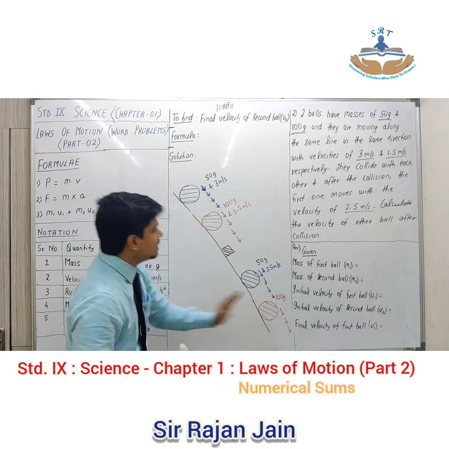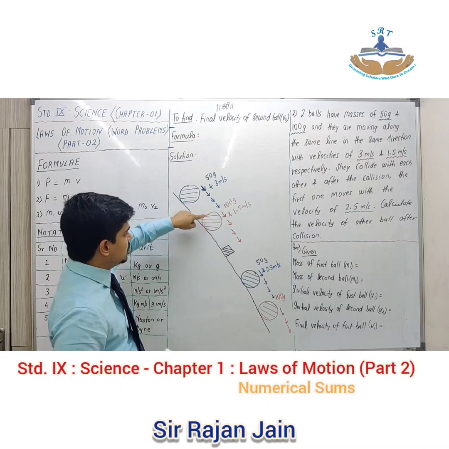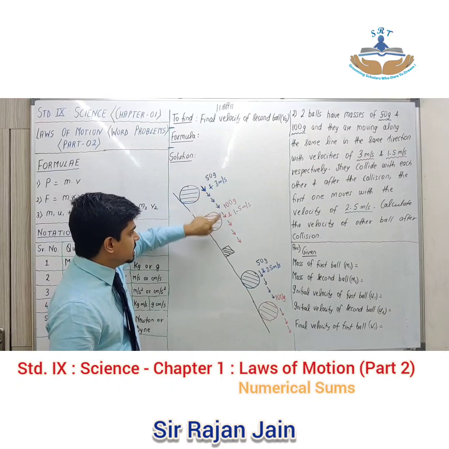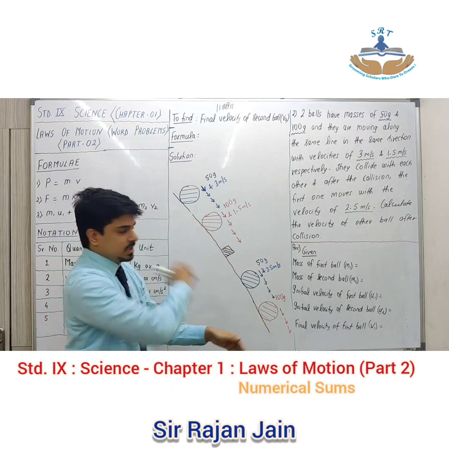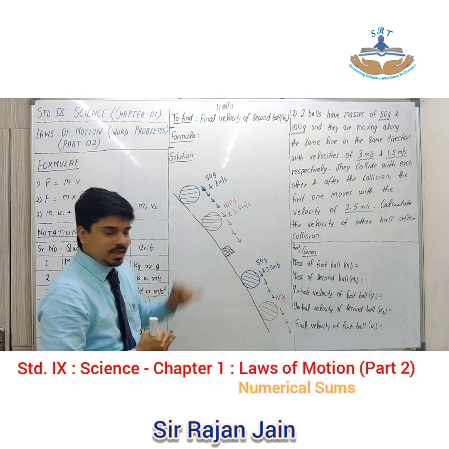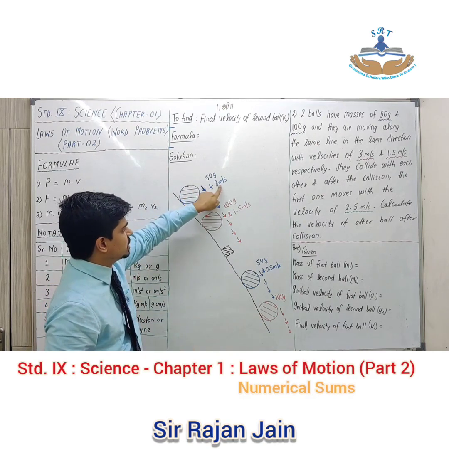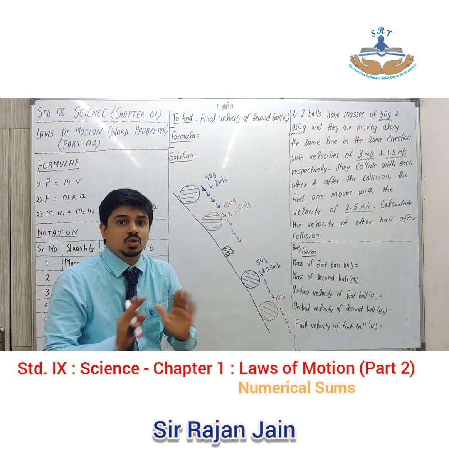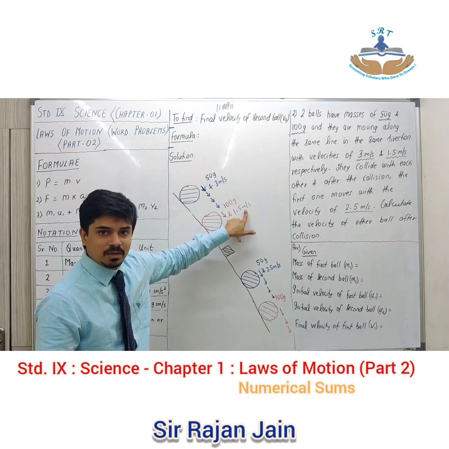Now diagrammatically let us try to understand what is happening over here. This is your first ball, this is your second ball. Now the first ball is moving with a velocity of 3 meter per second. The second ball is moving in the same direction. It is not necessary that there is a slope, it can also move in a straight line. Okay, now I don't have that much space over here, that's why I have drawn like this. But assume that it is moving with a velocity of 3 meter per second, constant velocity. Assume that this is a straight path, there is no slope over here. Okay, this ball is moving with a velocity of 1.5 meter per second.